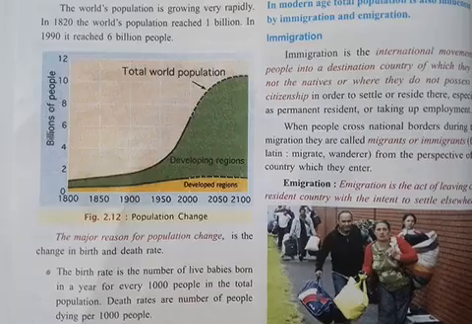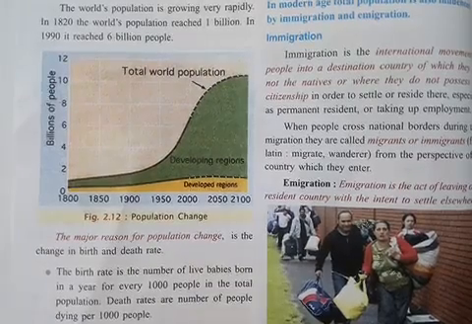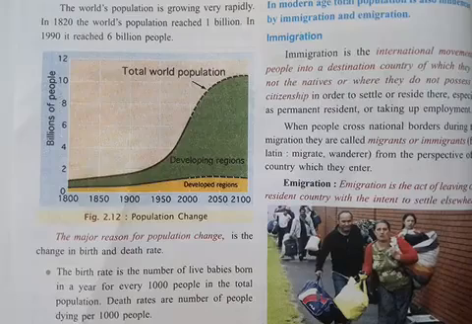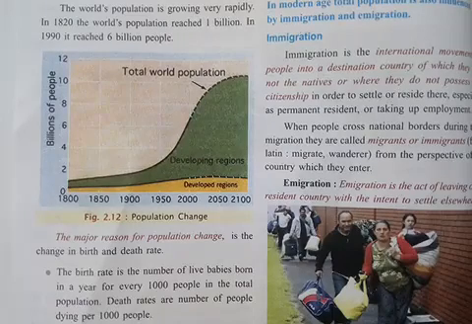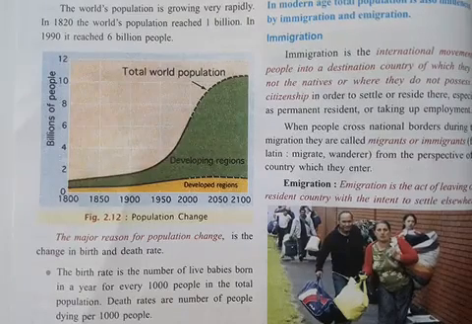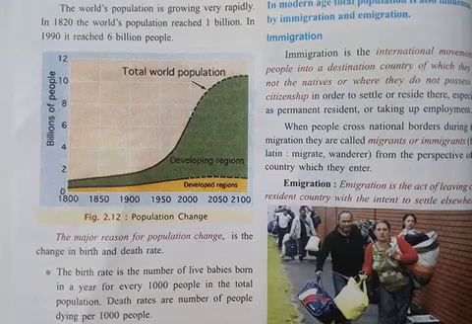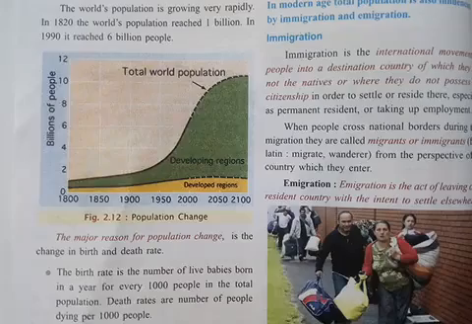So this was the time when a large number of people started migrating from Europe. They came to North America, to South America, then to South Africa. Many of them were sent to Australia, and to New Zealand also.